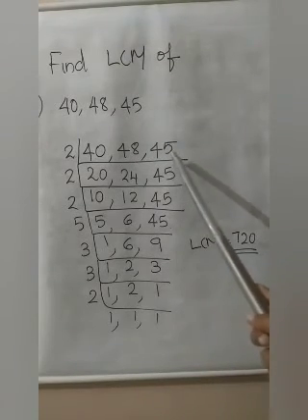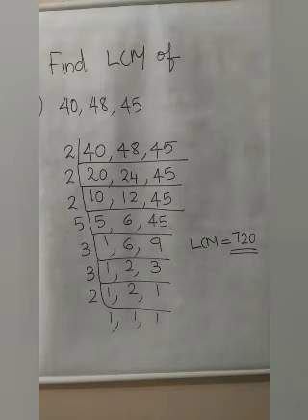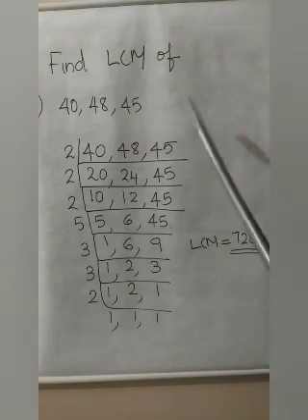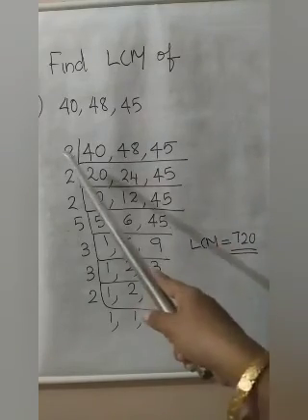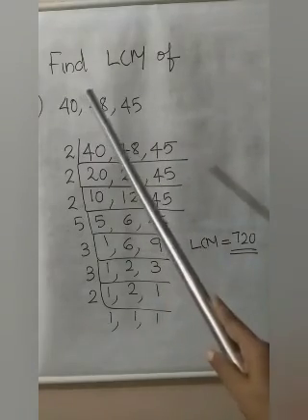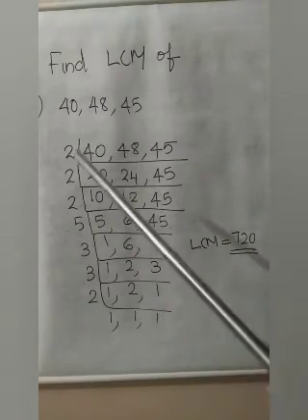40, 48, 45. I said in the case of LCM it is not compulsory that we should take a number which is divisible by all 3 numbers. Here 40 and 48 are even numbers, but 45 is not an even number. Then also I am starting with 2. So which all numbers are divisible by 2? Only those numbers you can divide by 2.